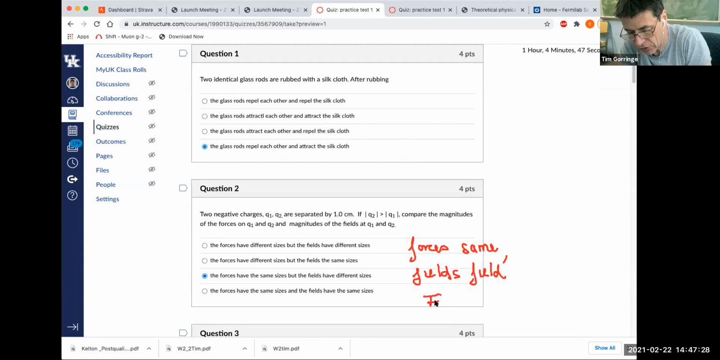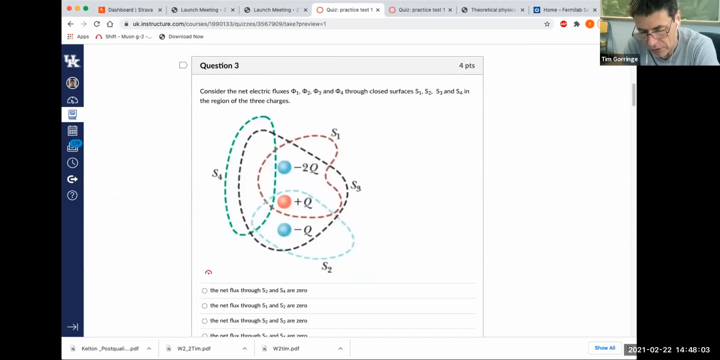The force, if you remember, is related to the field through this definition here. And so if the forces are the same, but the fields are different, then the charges must be different, which is the case. Third question.